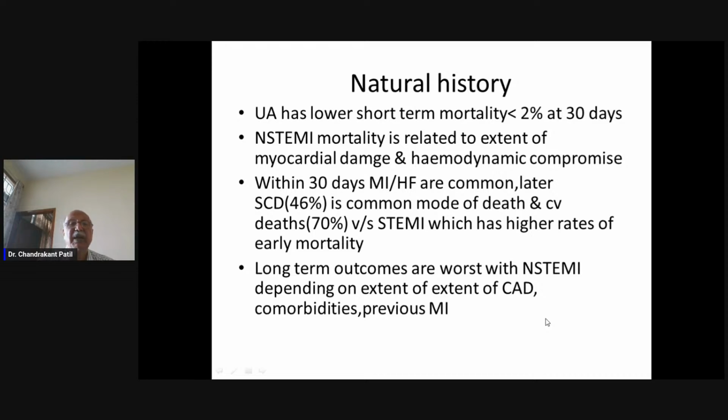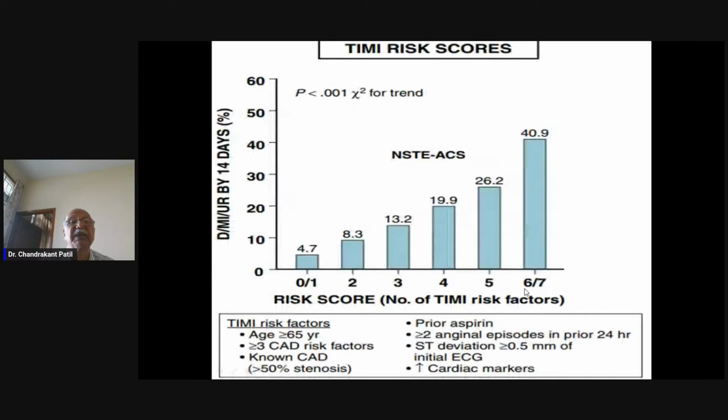Whereas STEMI has higher rates of early mortality. Long-term outcomes are worst with non-STEMI, depending on the extent of the CAD, associated comorbidities, and previous myocardial infarction, all these things. So, how do you risk score these people?